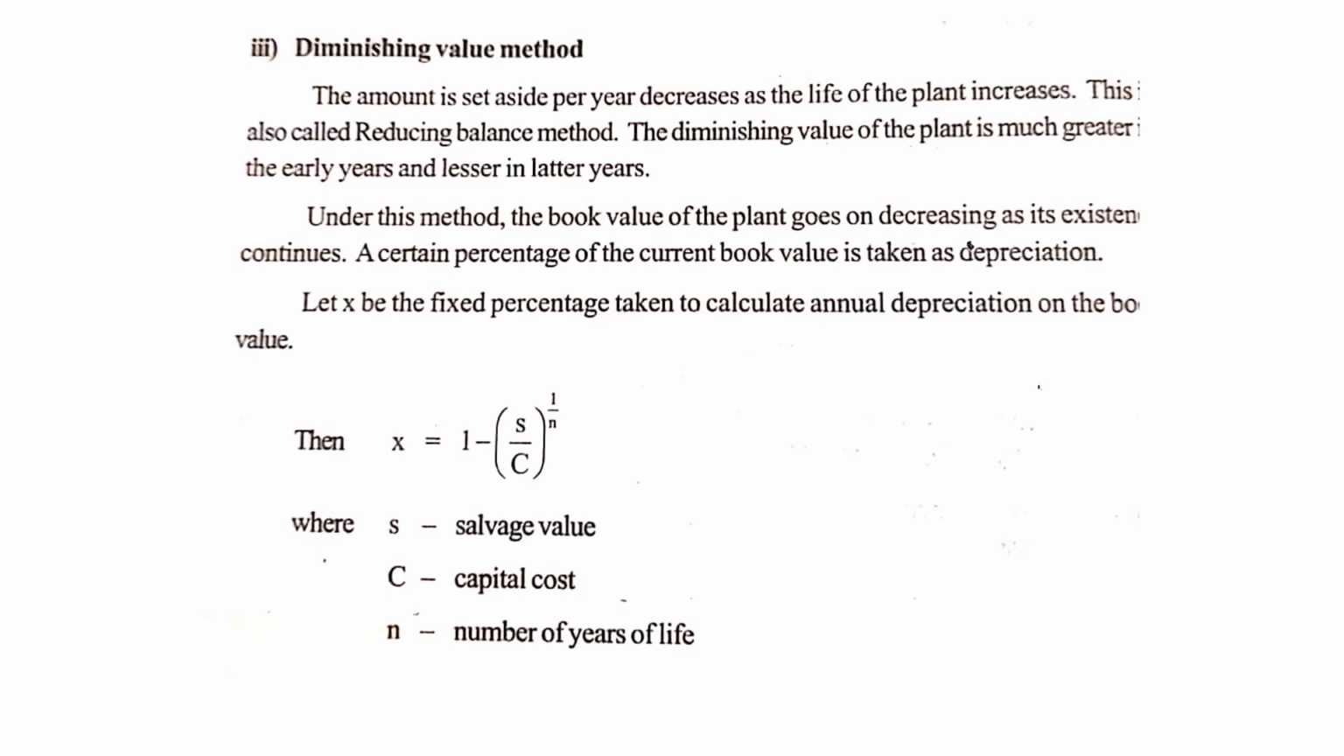The plant value goes on decreasing as its existence continues. It is obvious that as the plant life period increases, the plant value will decrease. So considering those points, we calculate the diminishing value method, calculating this percentage by using the formula x equal to 1 minus (s by c) power 1 by n.